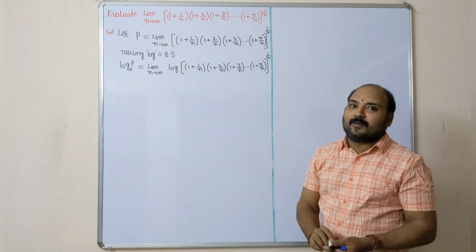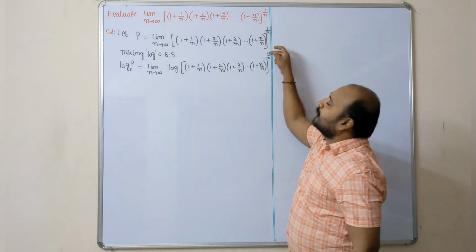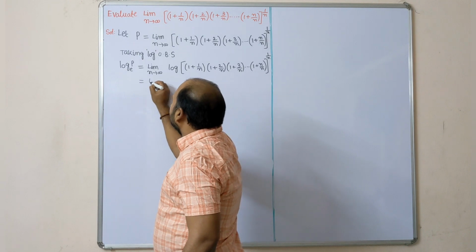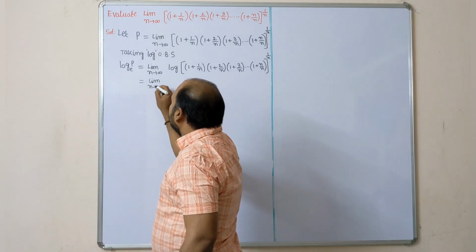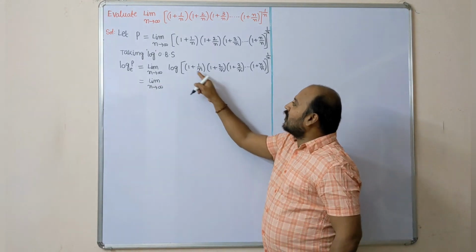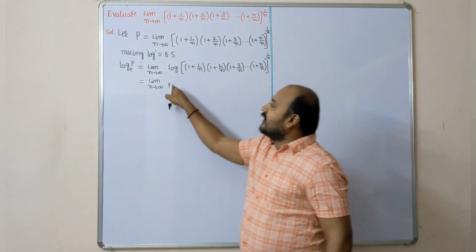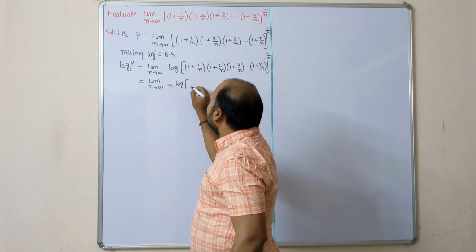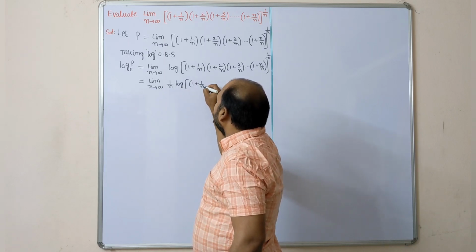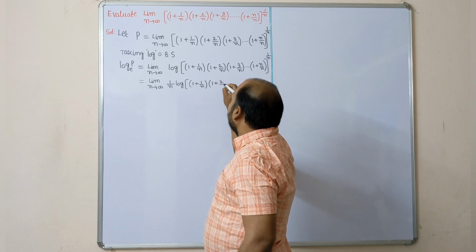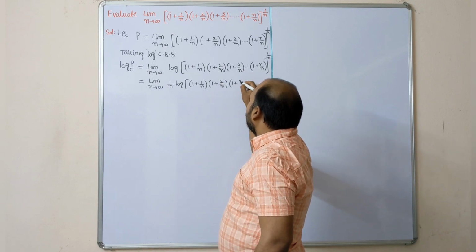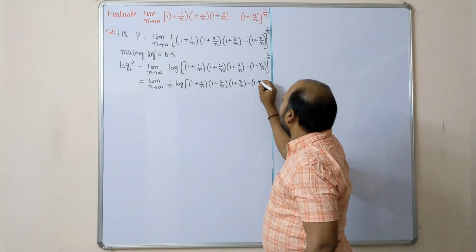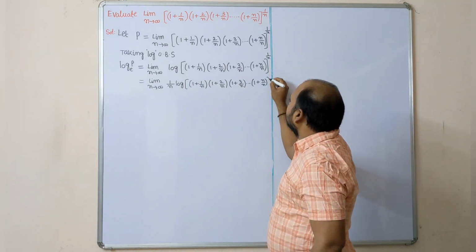In logarithms, one of the properties, log a power m means what? m into log a. So which is equal to limit n tends to infinity, by applying the logarithm property, log a power m, that m will become here, no? So 1 by n log of (1 plus 1 by n) into (1 plus 2 by n) into (1 plus 3 by n), and so on, (1 plus n by n).